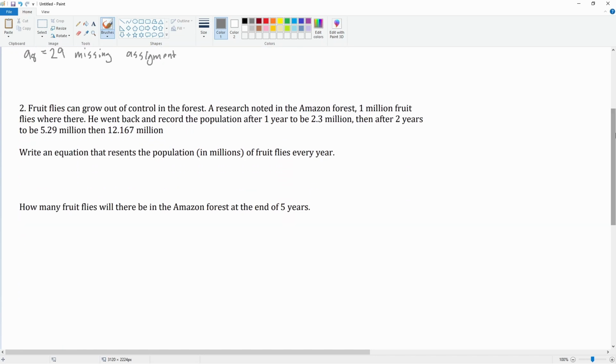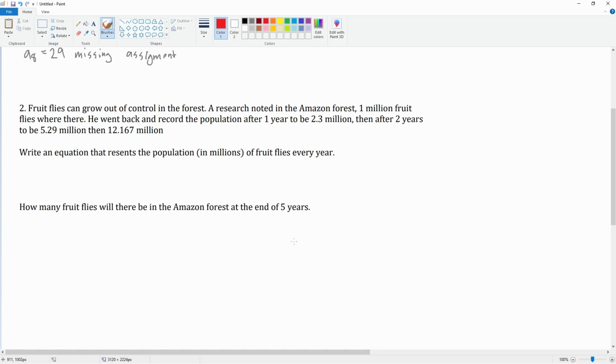Number 2. Fruit flies can grow out of control in the forest. A researcher noted that in the Amazon forest, 1 million fruit flies were there. He went back and recorded the population after 1 year to be 2.3 million, then the second year to be 5.29, then 12.167 million. We should generate the sequence first because, again, the question asks us to write an equation that represents the population in millions of fruit flies every year.